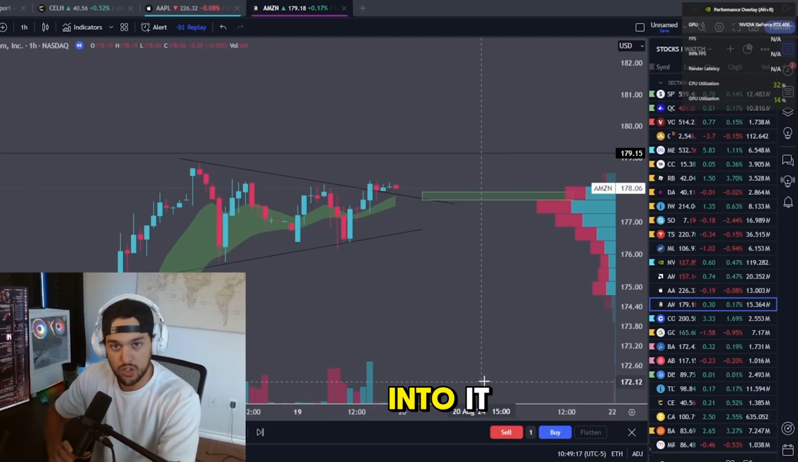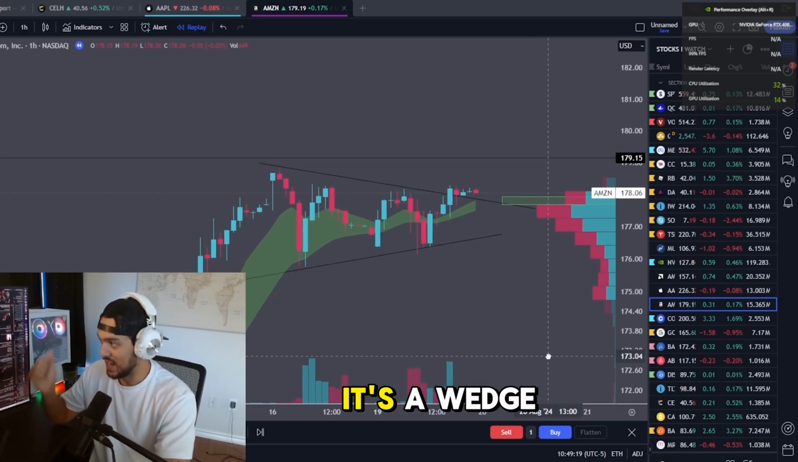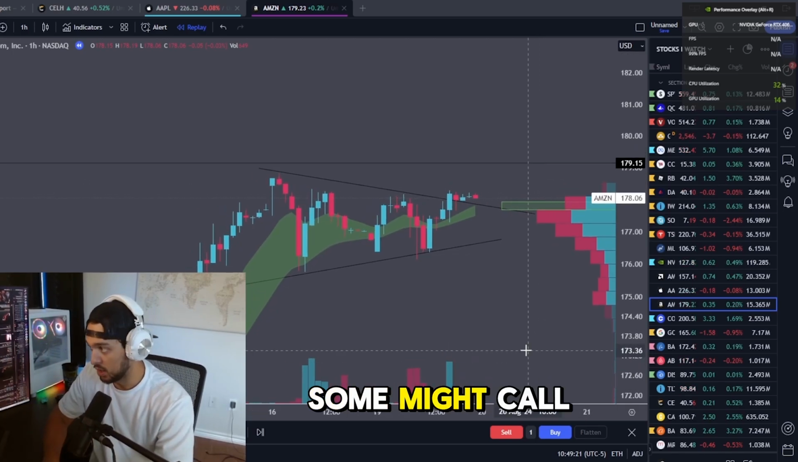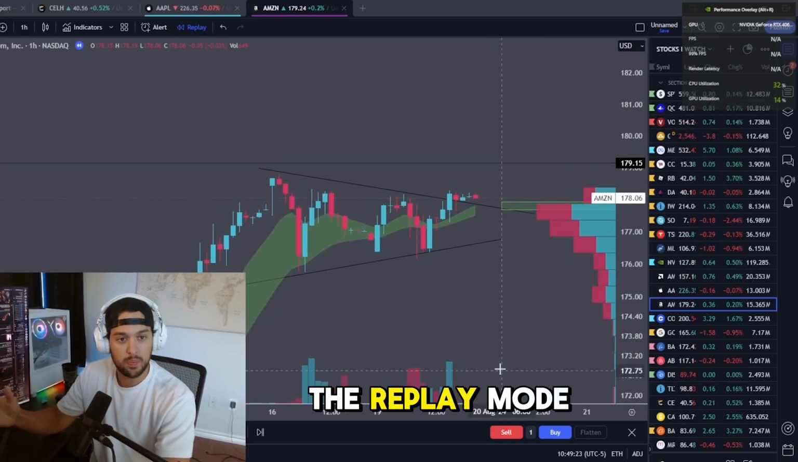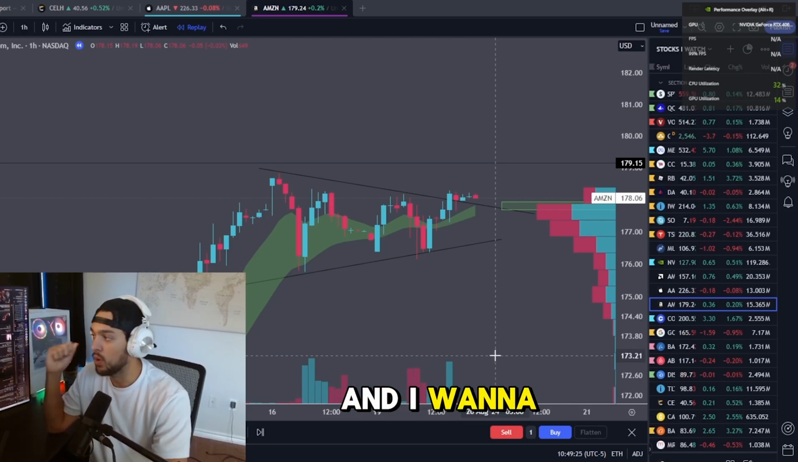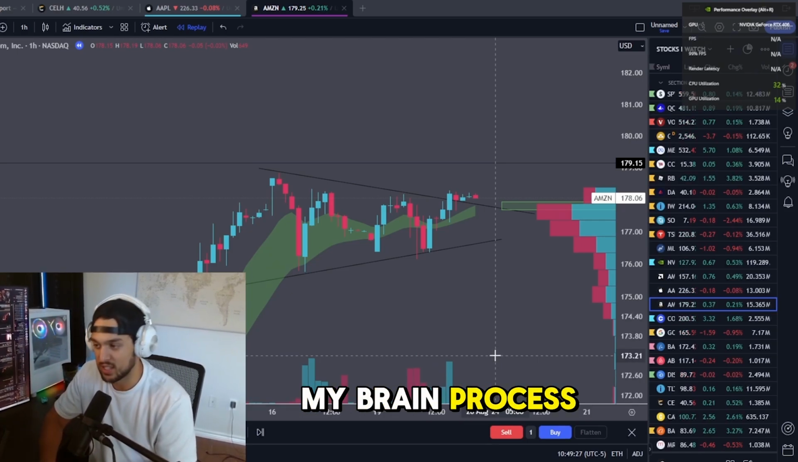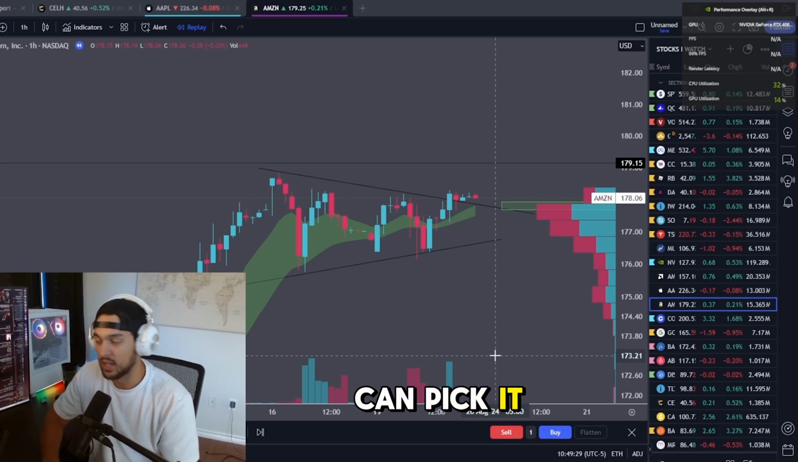So just jump right into it. This is the chart pattern. It's a wedge or a pennant, some might call it. I am in the replay mode because I did take this trade, and I want to show you exactly my brain process and just so you can pick it and all that good stuff.